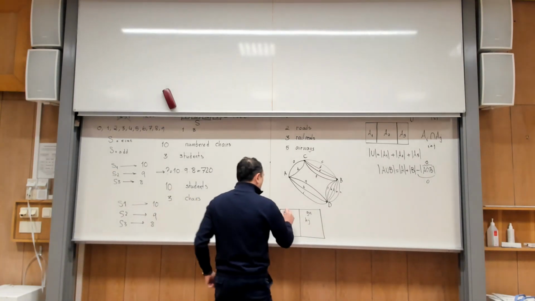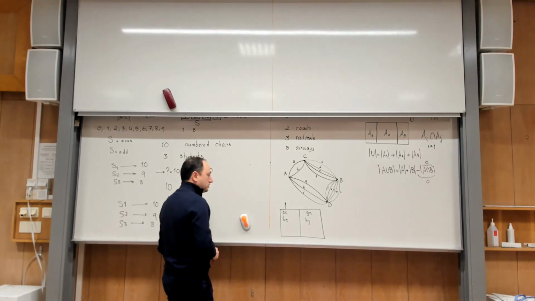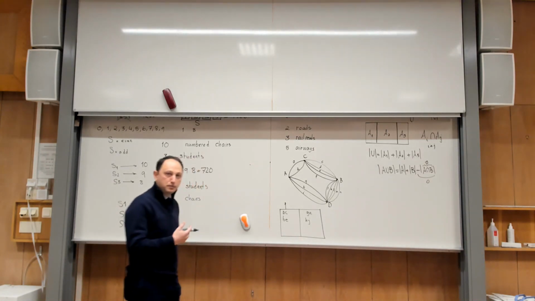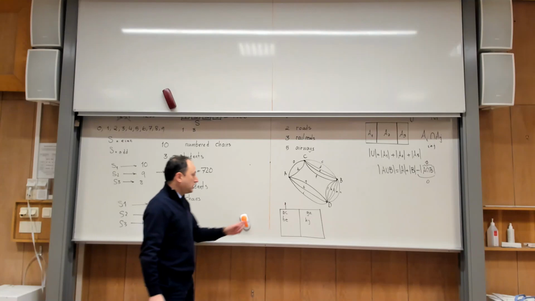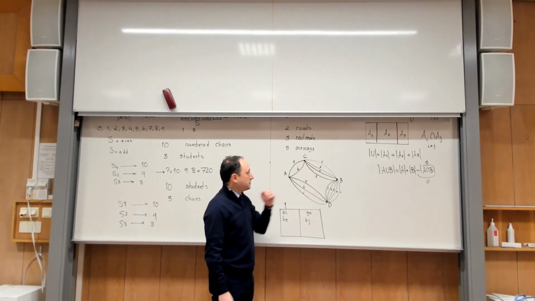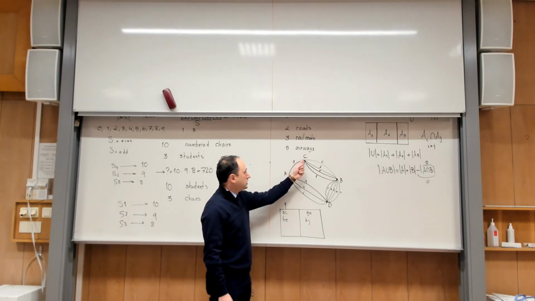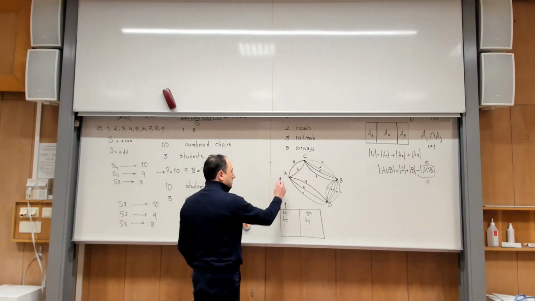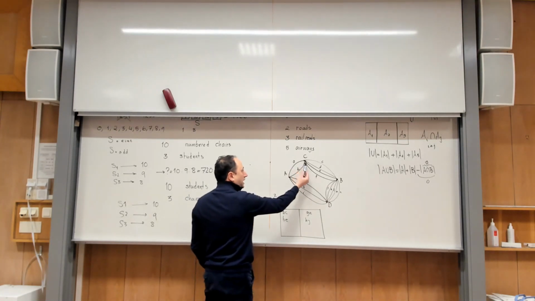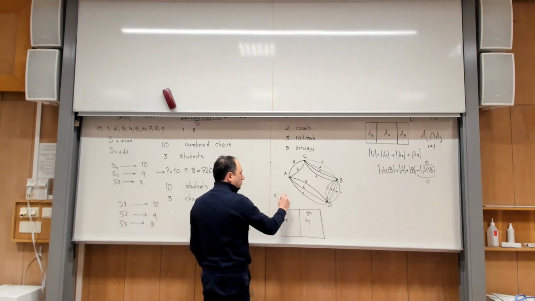Now for calculating the number of items in this part, I have to use the product rule. Because here I want to go from A to B through C. So it means that I have to choose one road from A to C. In how many ways can I do that? 2. After this is done, I have to choose one road from C to B. In how many ways can I do that? 4. So, what is my task now?